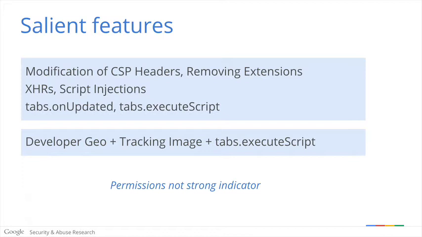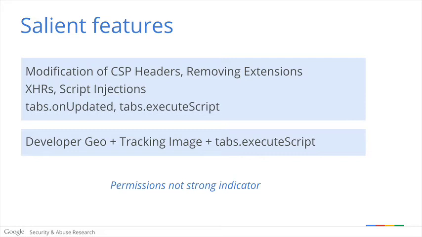For example, something that the classifier has picked up recently is a combination of the geo of the developer, meaning where the developer was logged in when they uploaded the extension, combined with the behavior of tracking images. Extensions sometimes will inject small pixels into every page you visit to get analytics, as well as calling the tabs execute script API. Combined together, these are something the automated classifier was able to pick up, but humans were not, and are a strong indicator of badness that helps us catch a lot of bad things.